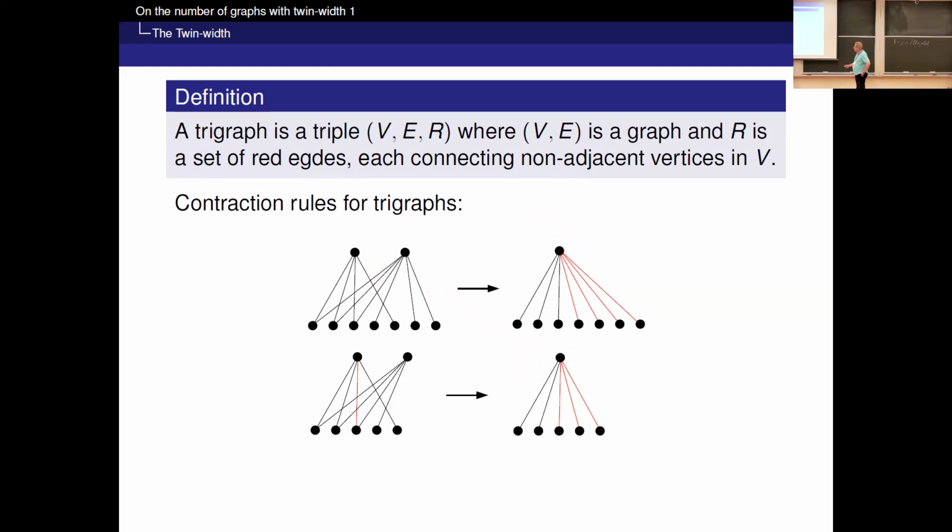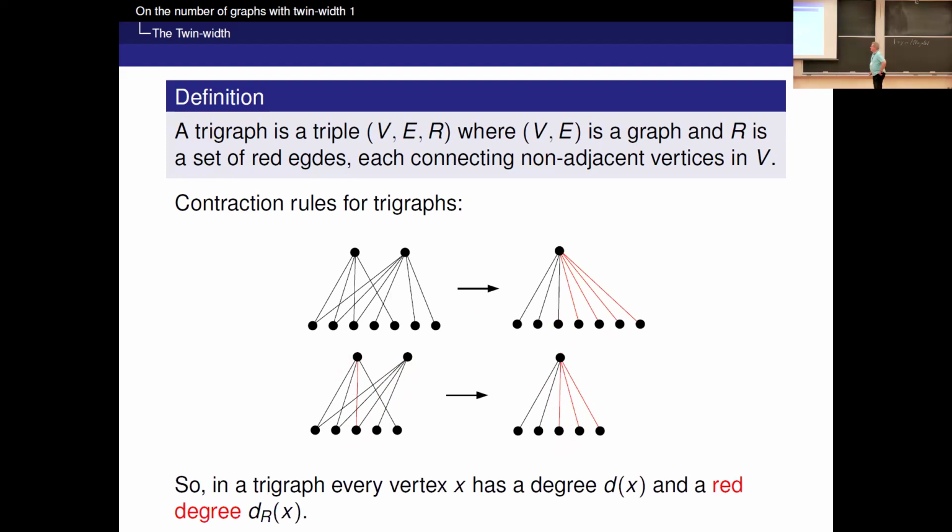And if you had already a red edge present among the connections to the neighborhood, like here, then that stays a red edge. So here, this is a red edge between this vertex and a neighbor. Though this has a black edge here, the red one wins. So in the merged vertex, it stays the red edge to this vertex. So these are the contraction rules that can be applied on trigraphs. So in a trigraph, every vertex has two kinds of degrees, namely the ordinary degree in the graph and a red degree where you count only the red edges.